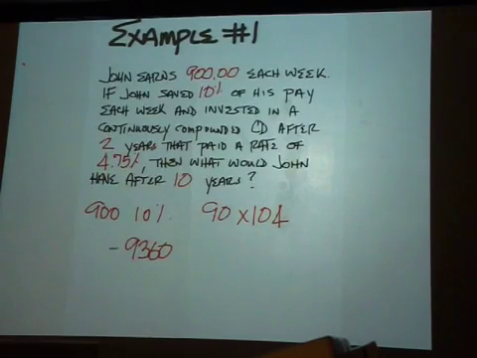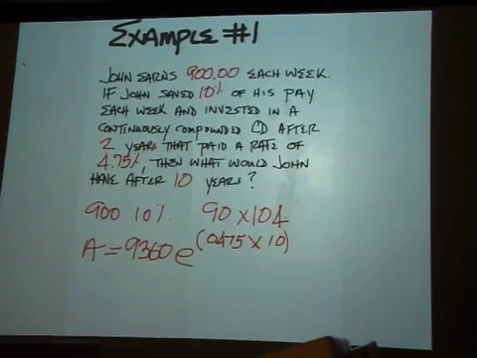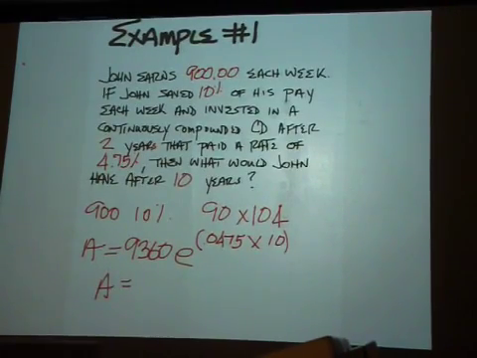So with that 9,360, that's going to be the principal to start with, and we're looking for an amount that he's going to have left, which is A, and then we'll go times e to the power of 0.0475 times 10 years. So in your calculator, you're going to hit 9360 times 2.71 to the power of 0.0475 times 10. And you should come out with an answer of $15,029.21.